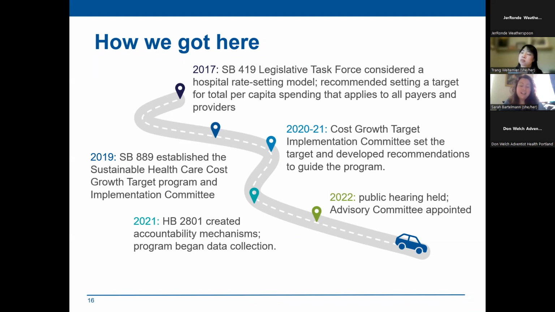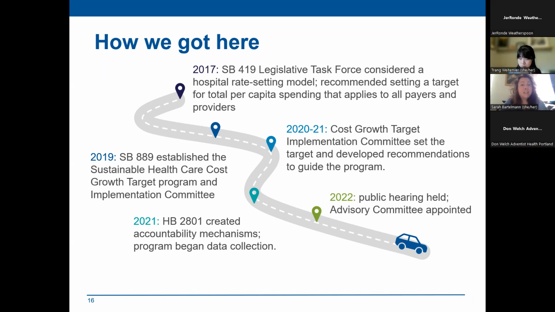For some of those reasons that I talked about earlier, because it sets that common goal, because it allows flexibility in addressing different cost drivers with that total cost of care approach. It's not just looking at hospitals, it's not just looking at pharmacy, it allows that flexibility. So that recommendation from that legislative task force led to Senate Bill 889 in 2019, which established the cost growth target program. It authorized the program, and it stood up an implementation committee and charged the implementation committee with making recommendations for how the program would actually work.